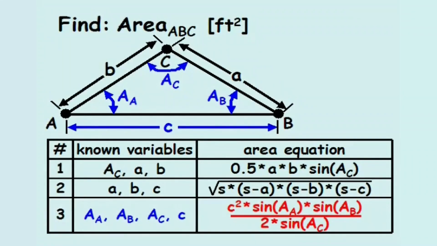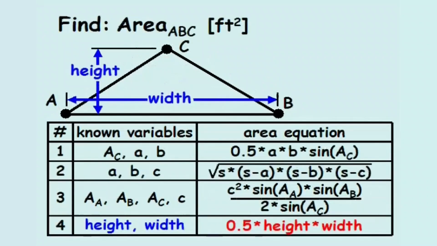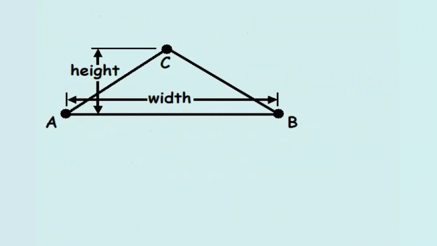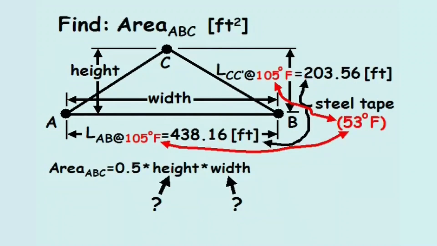The fourth and final equation for area is the one we'll use for this problem, where the area simply equals 1/2 times the height times the width. So, returning to our problem, we need to determine the actual height and actual width of triangle ABC after it has been corrected for the temperature difference.